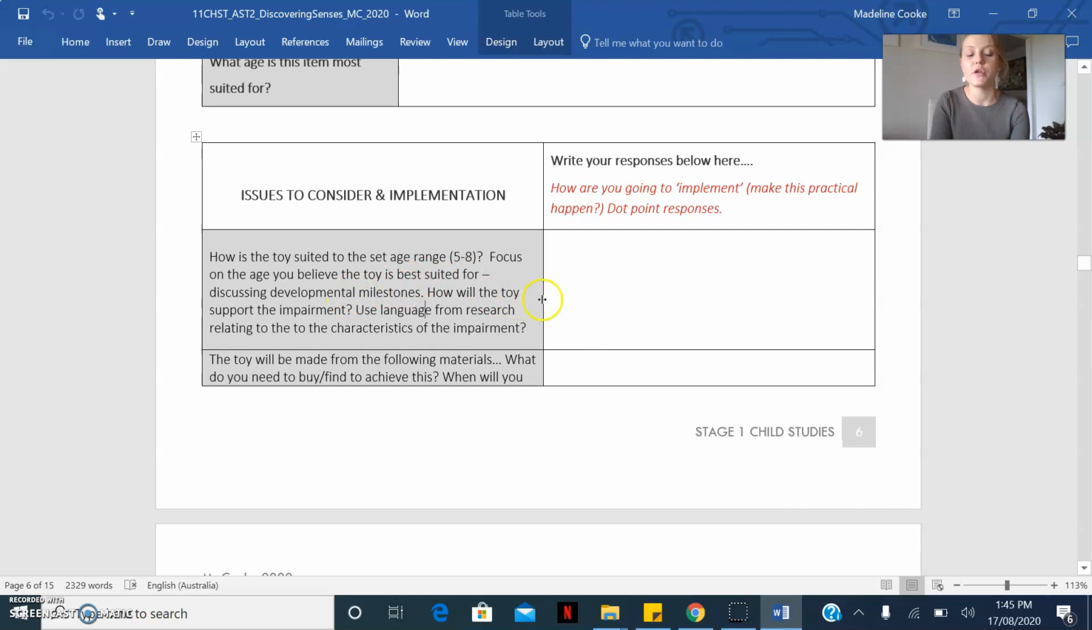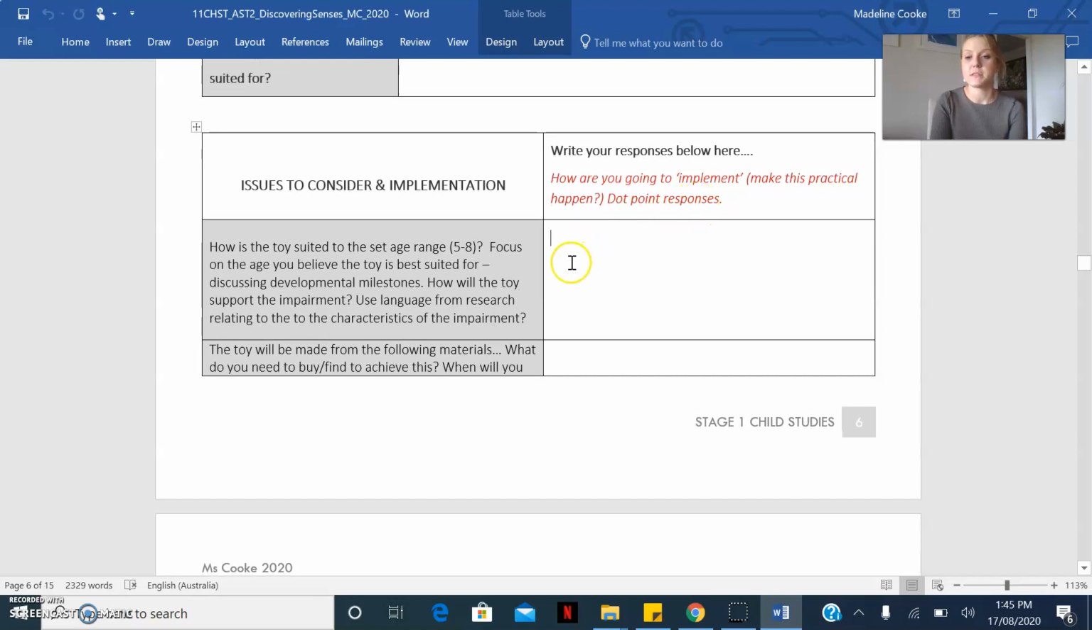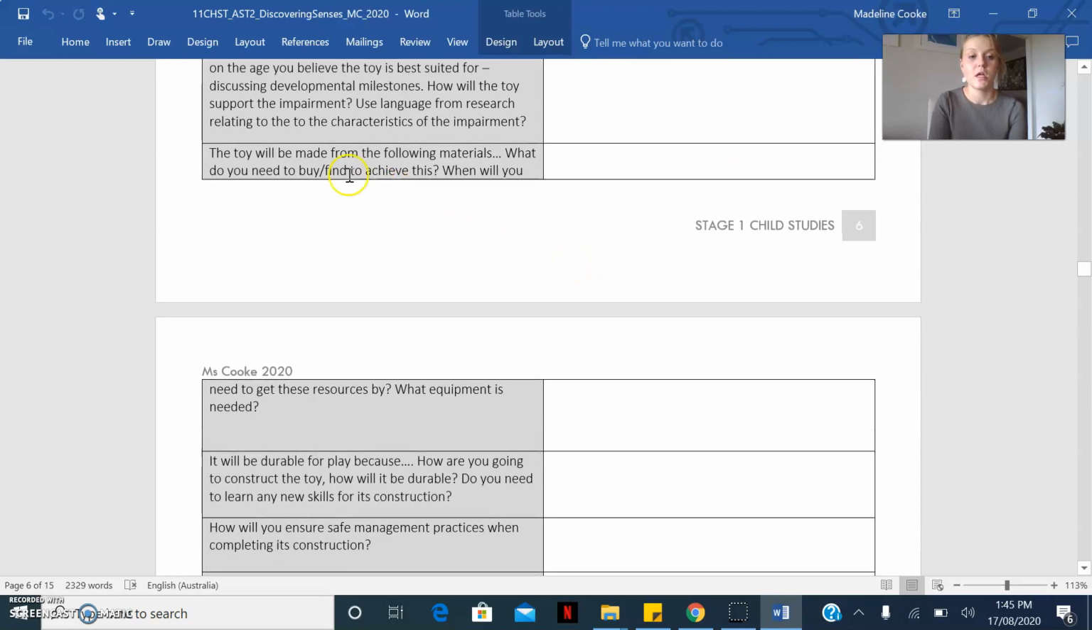All right, so how are you going to make sure that the toy is suited to the set age range? All right, dot point responses are fine. The toy will be made from the following materials. What do you need to buy or find to achieve this? When will you need to get these resources by? What equipment is needed? Okay, so it's planning and thinking more in depth about how you're going to do something.